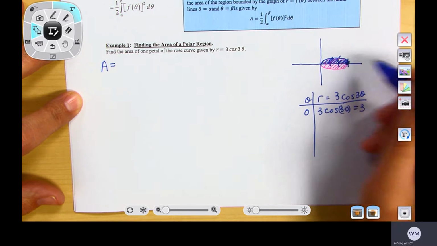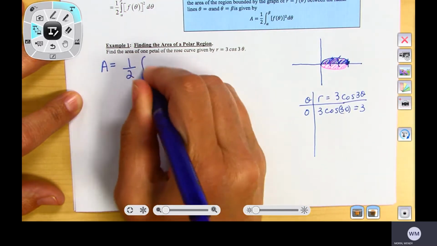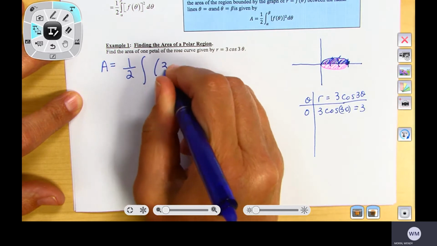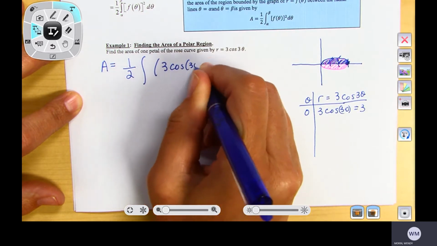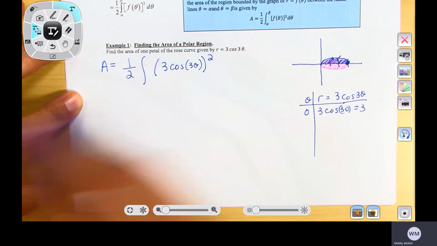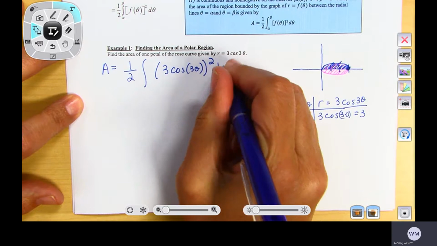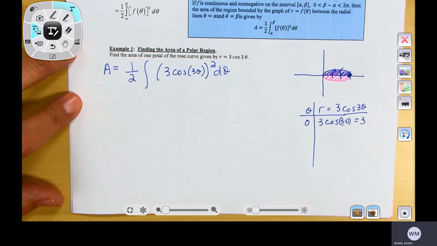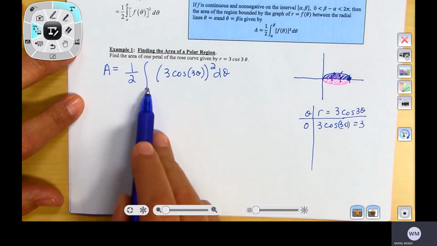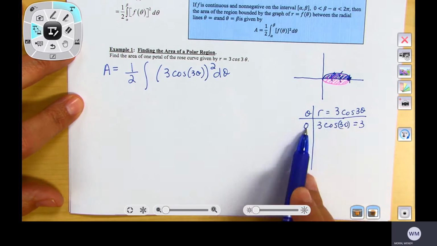Okay. We started here. It's 1/2 the integral of our r, which is cosine 3 theta squared, so all of that squared, times d theta. Well, that's the easy part. The hard part is coming up with our upper and our lower limits. Well, this is where we start. Okay, well, where did we start? We started at 0 radians.